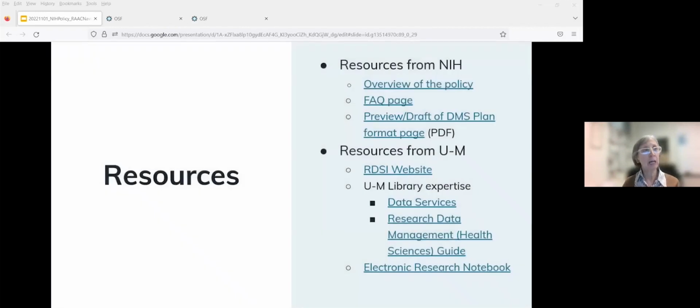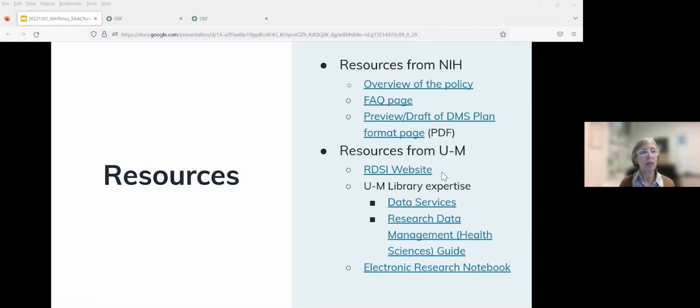So that pretty much concludes the essence of our content. Here's a list of resources. These, of course, are live links when the slides come out in just a few days. The overview page gives an overview of the policy. NIH is maintaining their own FAQ page that they update from time to time. I think their last update was July, but I'm sure there'll be more sometime later this fall. And then there is that preview and hopefully soon the interactive usable draft of the web page.